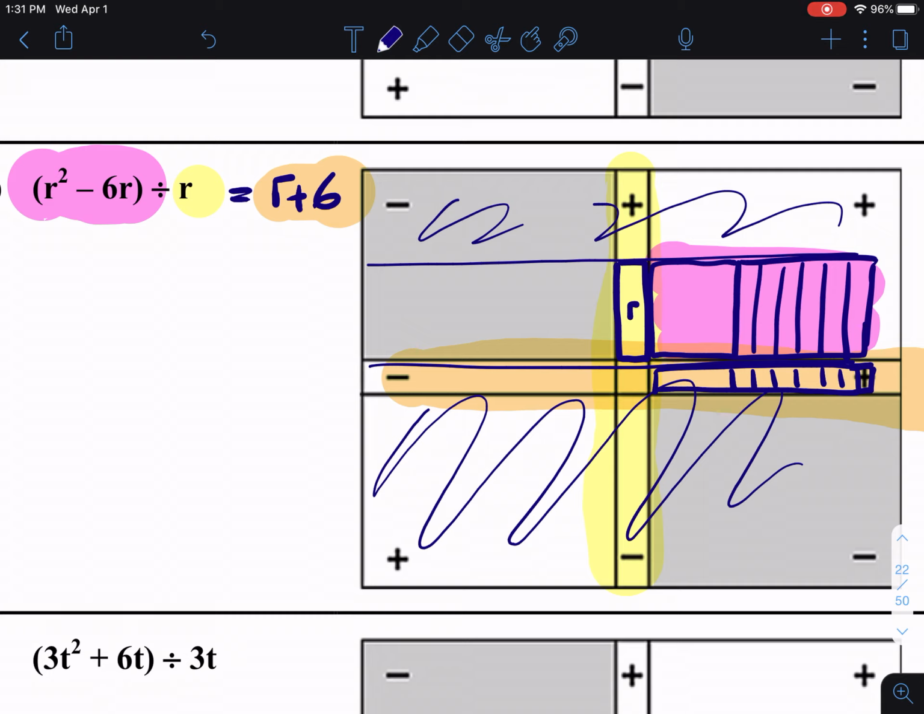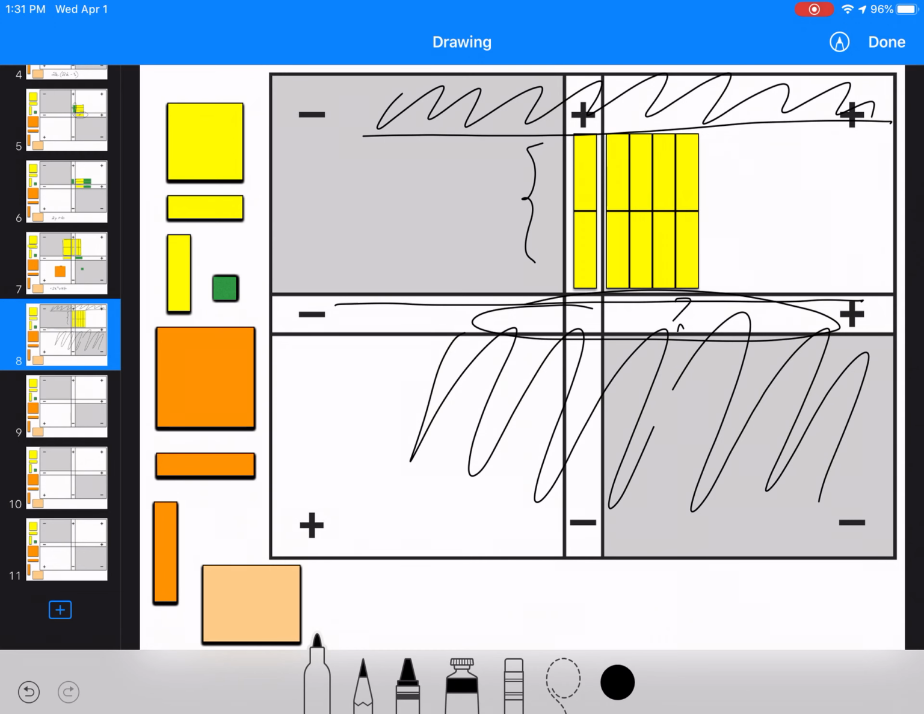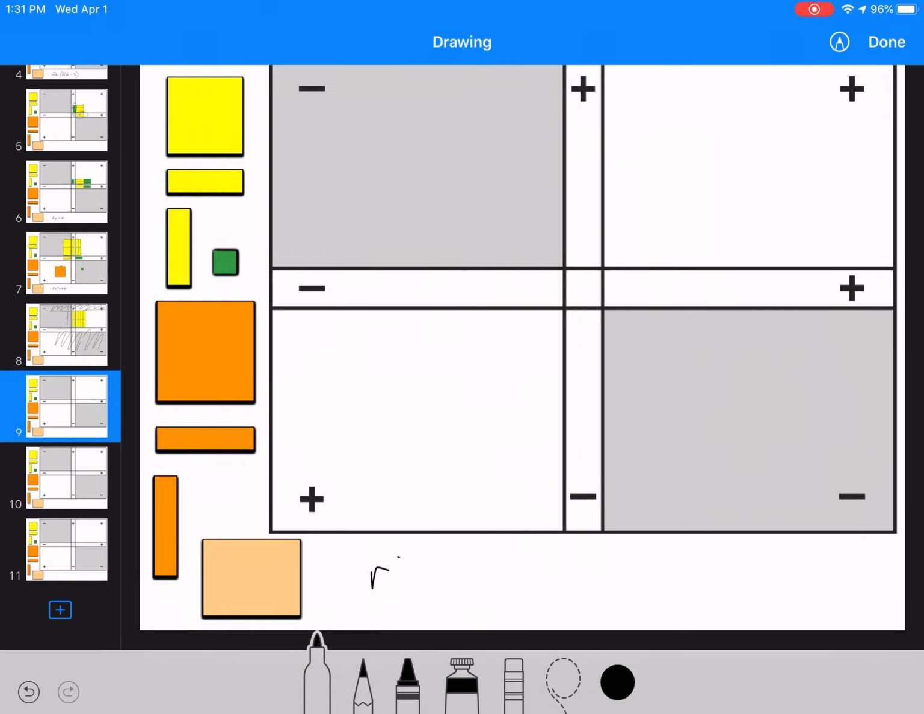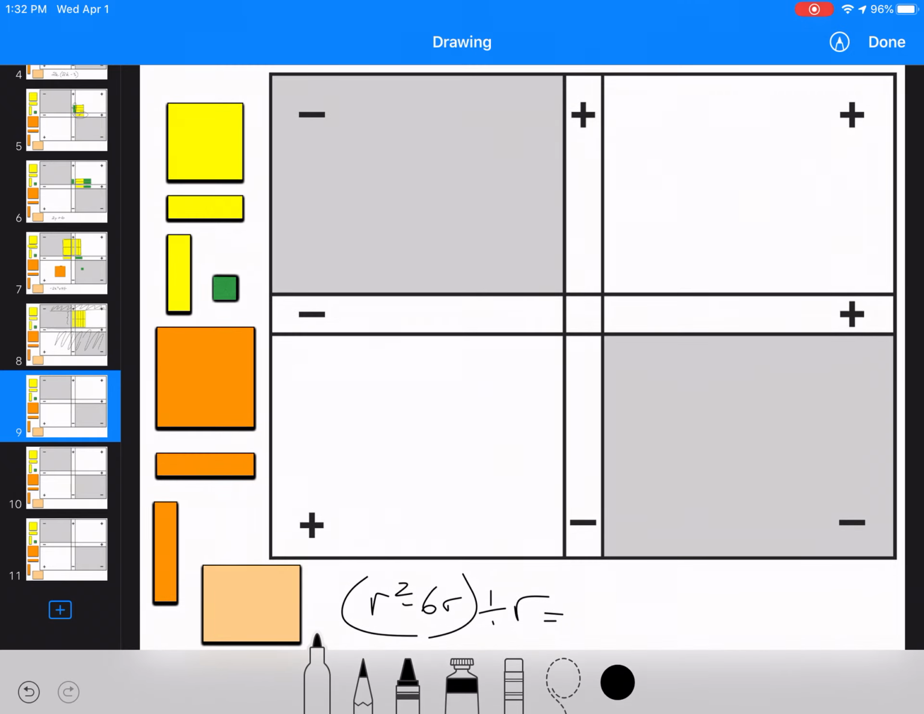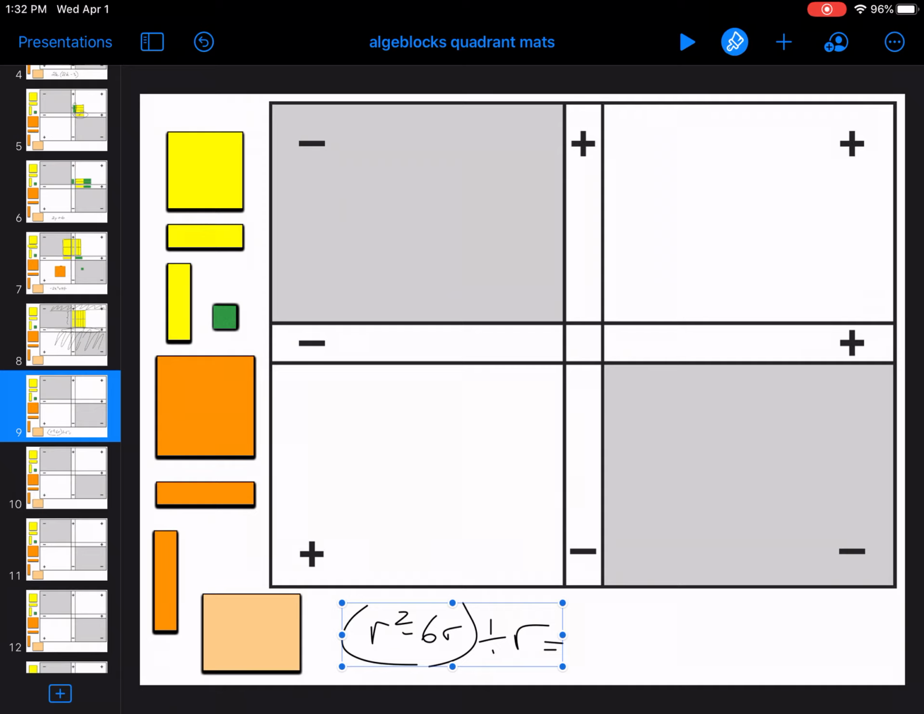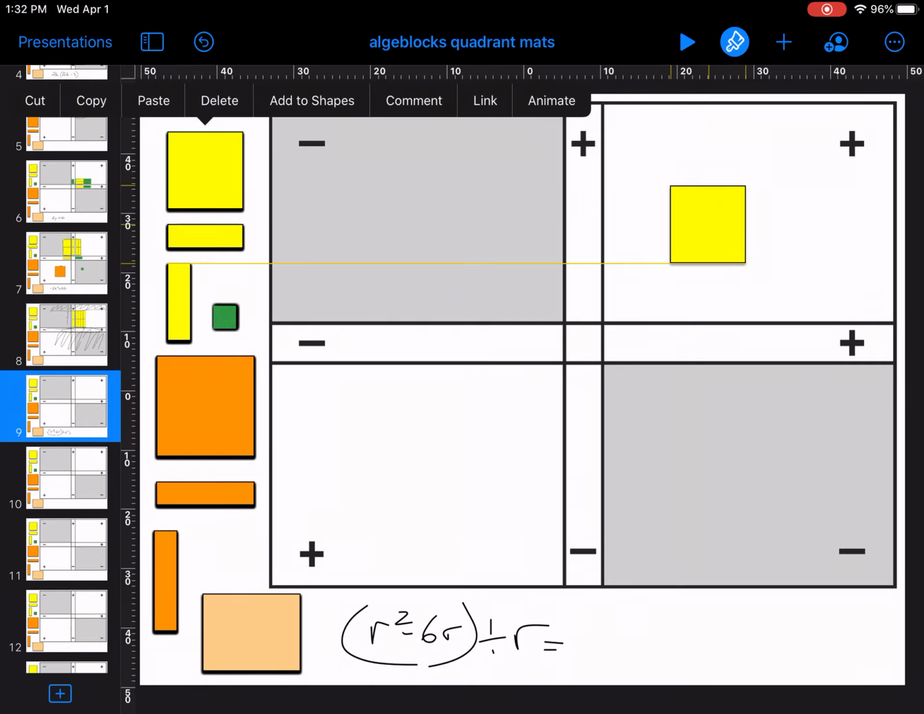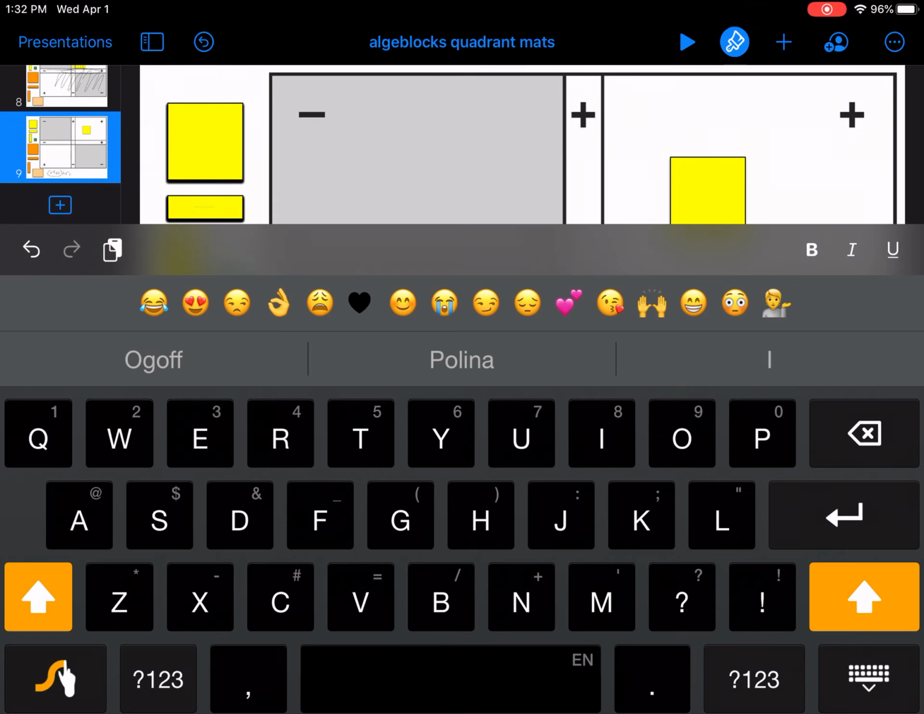Now we can check our work. We can say is r times r plus 6, r squared, oh, I'm sorry, it's not plus 6, it's minus 6. Okay, I'm going to cheat. So plus 6, and we'll do a minus 6 on a different page. So let's say that this is r plus 6, r squared plus 6r divided by r. Let's go back to the Algeblocks and do minus 6r. So let's do r squared minus 6r divided by r. So we have r squared and minus 6r somewhere.